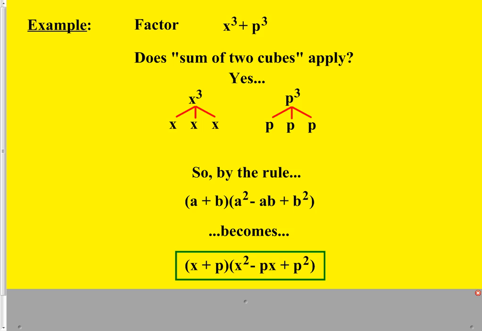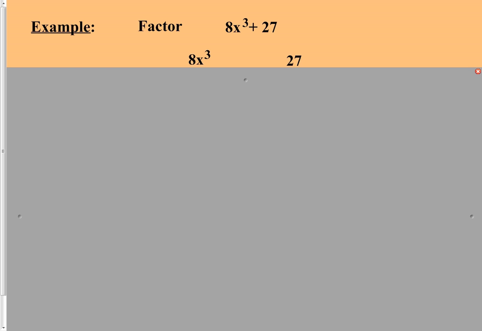However, let's look at one that's a little bit more complicated so you can see what I'm talking about. Here we have 8x cubed plus 27. Seeing that x cubed in there ought to make us suspect that it might be the cubed rule, and we can see that there's a plus sign in there, so it might be a sum of two cubes. So once again, we're going to ask ourselves, does the sum of two cubes rule apply? Well, let's check it out.